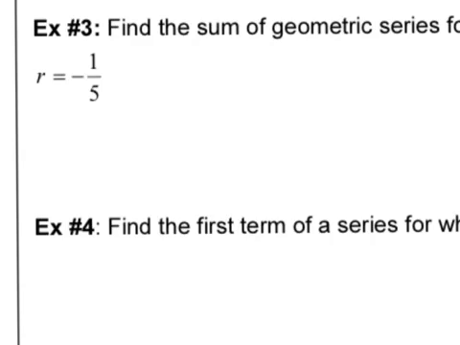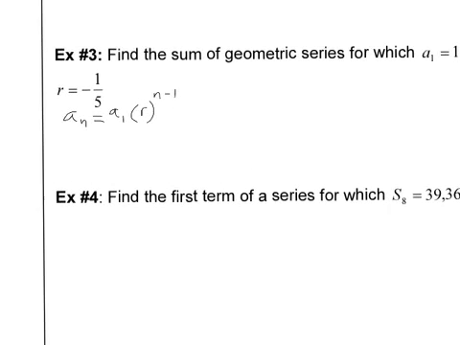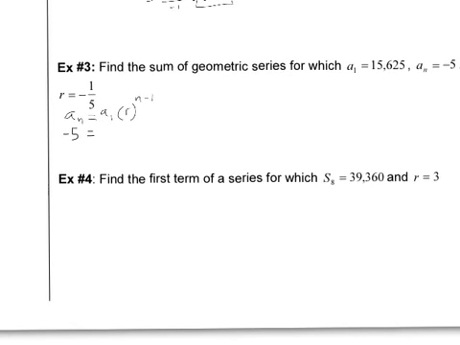If you remember the explicit geometric equation, it was a sub n equals a sub 1 times r to the n minus 1 power. Okay, well, we could just plug this in. We know what a sub n is. We know that it's negative 5. We know that a sub 1 is 15,625. We know that r is negative 1/5. And then up here is going to go n minus 1. Okay. We can simplify this just a little bit by dividing both sides by 15,625.